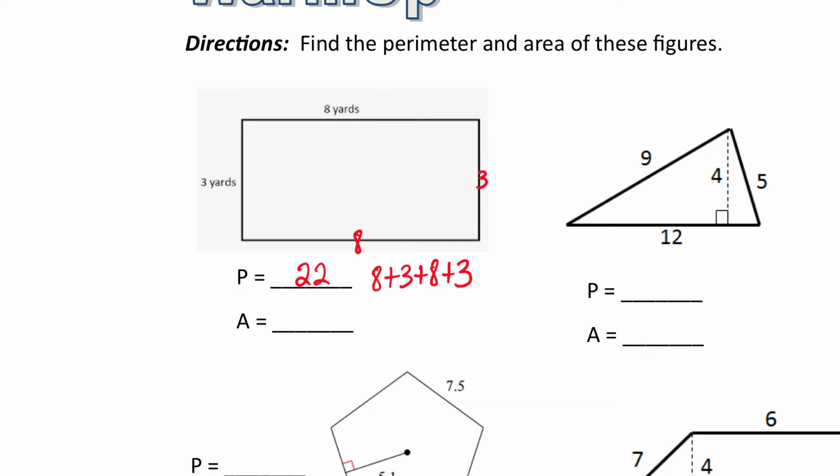Okay, how would we find the area of this rectangle? 8 times 3. Length times width, 8 times 3, which is 24.